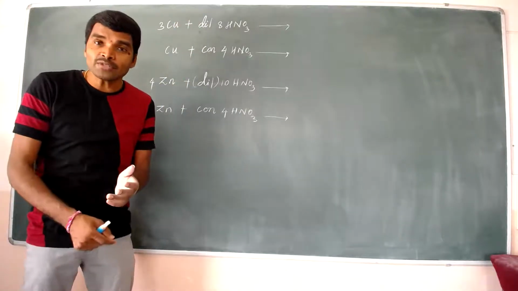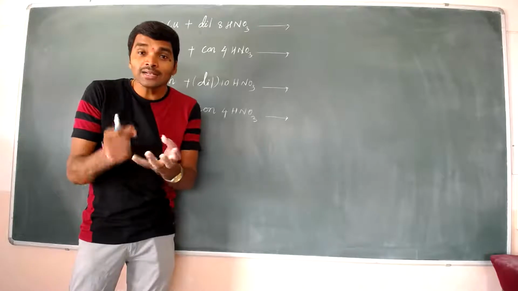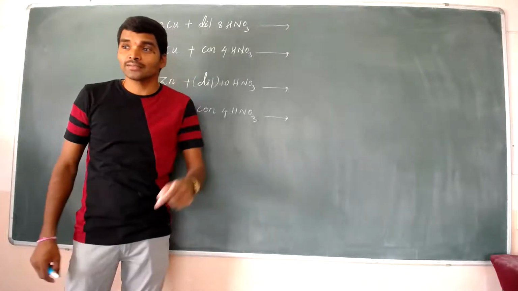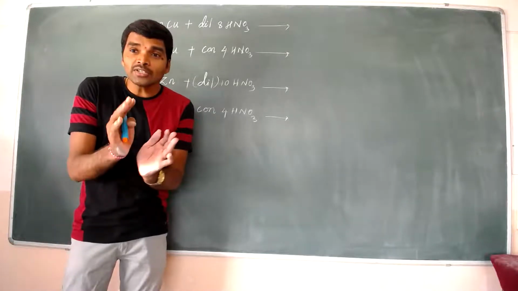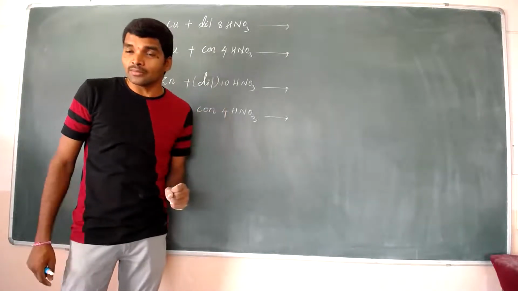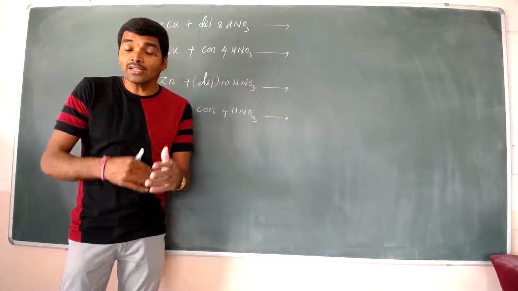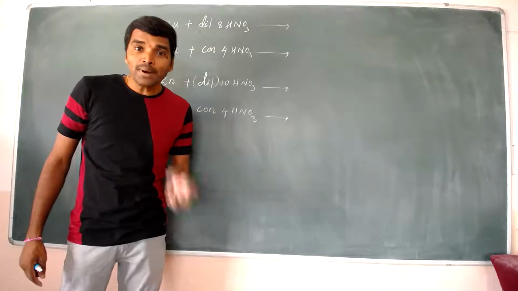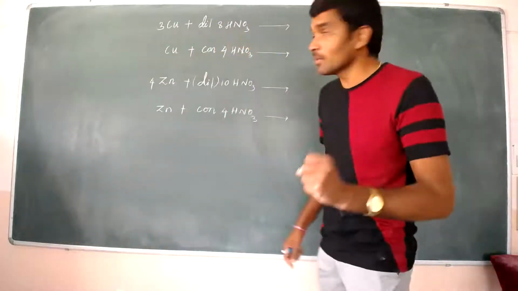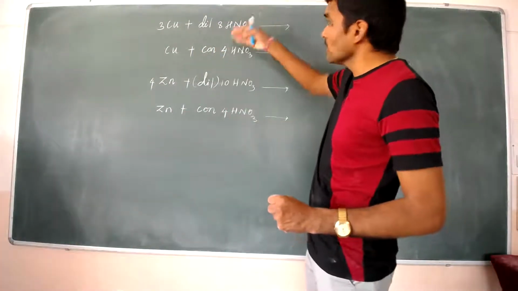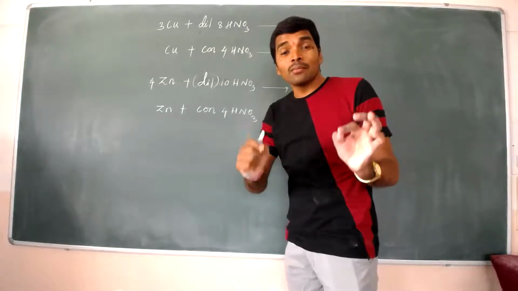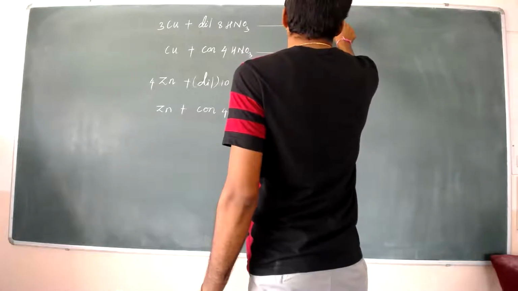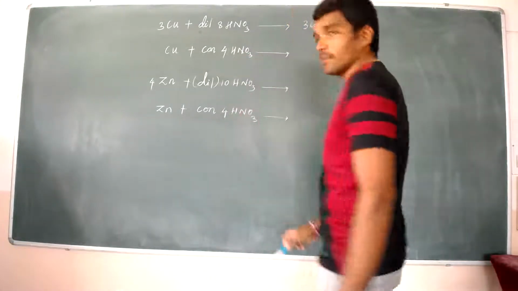Then what will be formed? Here the variation is dilute and concentrated; these two variations are very important. When copper reacts with diluted acid, what compound will be formed? When copper reacts with concentrated HNO3, what compound will be formed? Remember, whether concentrated or diluted, nitrates will be formed. Here 3 moles of copper nitrate, Cu(NO3)2, will be formed.